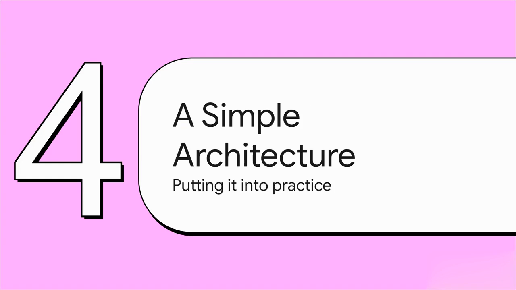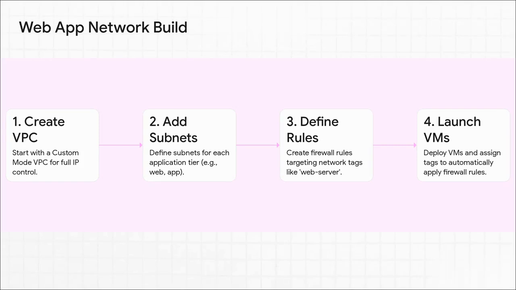All right, theory is great, but let's make this real. Let's see how these big ideas, the global VPC, the custom subnets, and the tag-based firewalls all snap together when you actually build something. So, let's say we're building a classic 2-tier web app. How do we do it in GCP land? Step 1, obviously, create a custom mode VPC. Step 2, we define our subnets, maybe a web tier and an app tier in a single region like US Central 1.